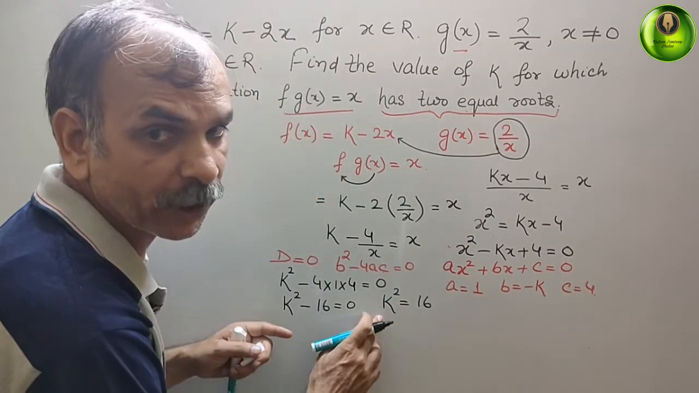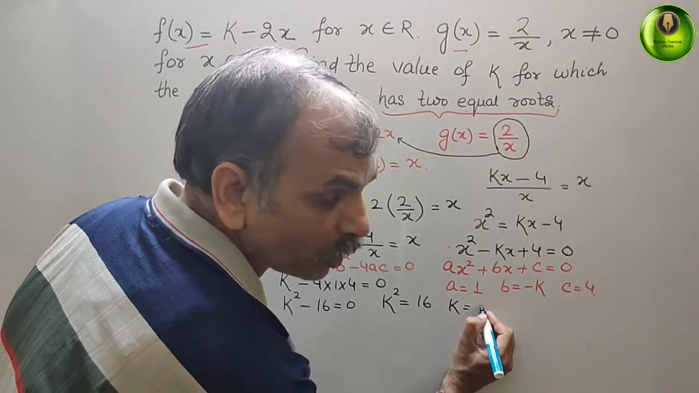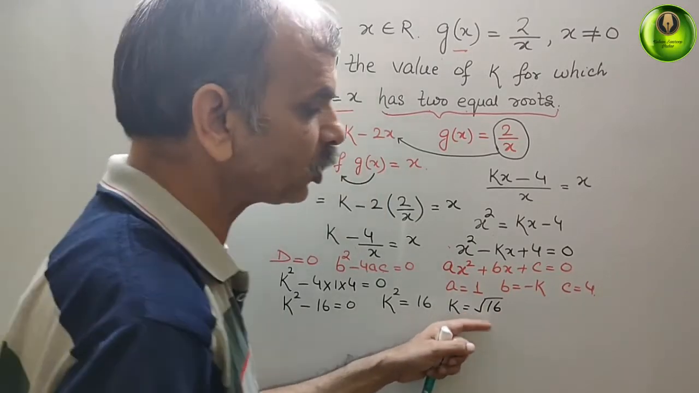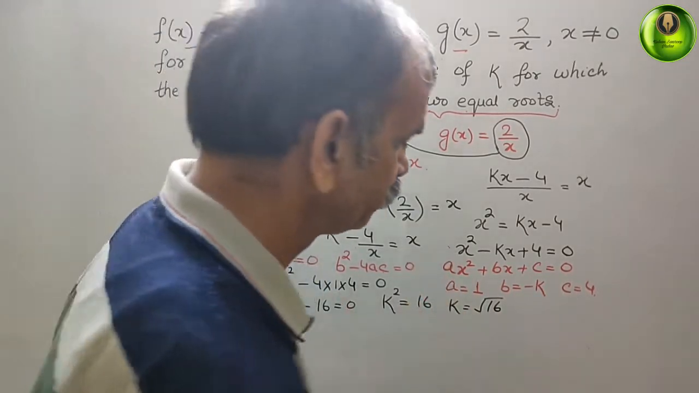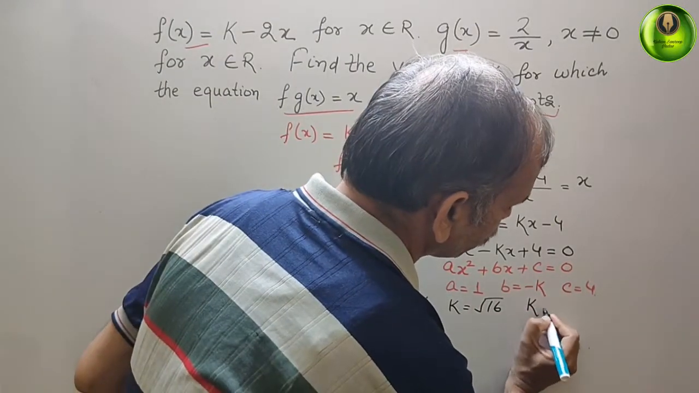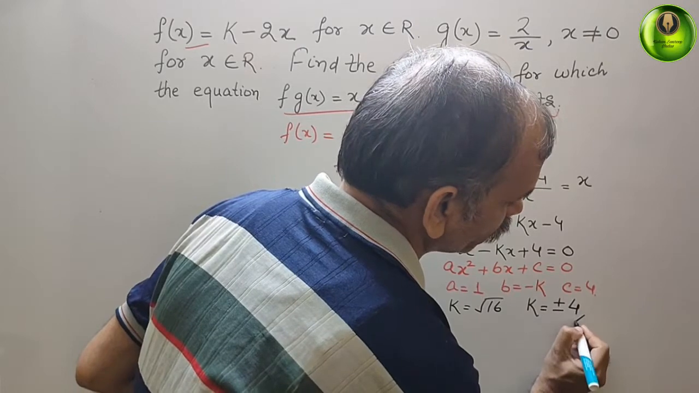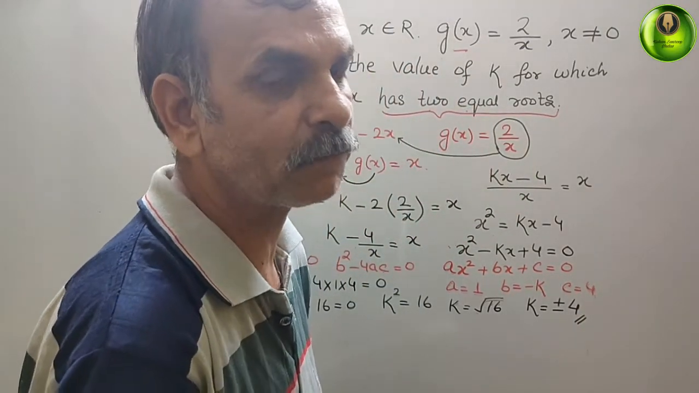So what is your k? So we can say k is nothing but root over 16. So what is your root over 16? That is your plus and minus 4. So here you will get k is equal to plus and minus 4. So you have got the value of k, that is plus and minus 4.